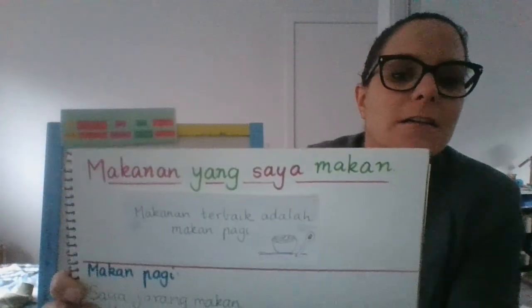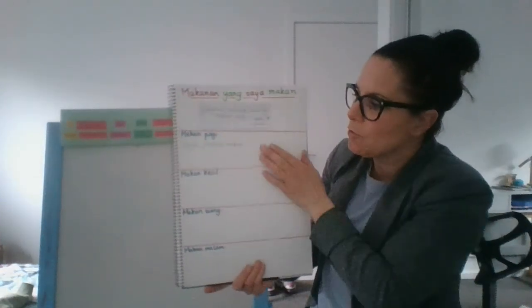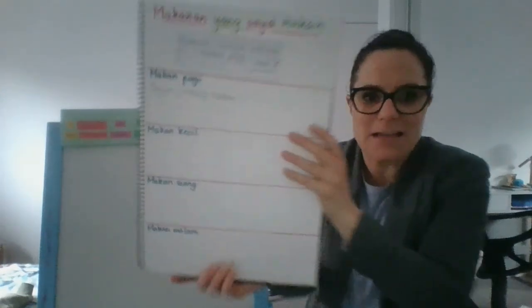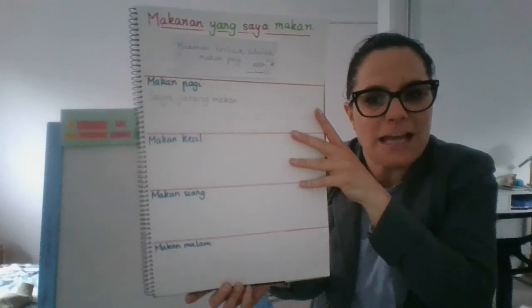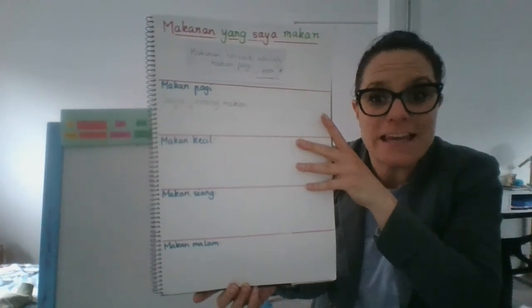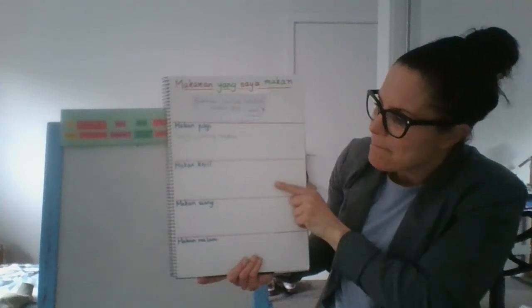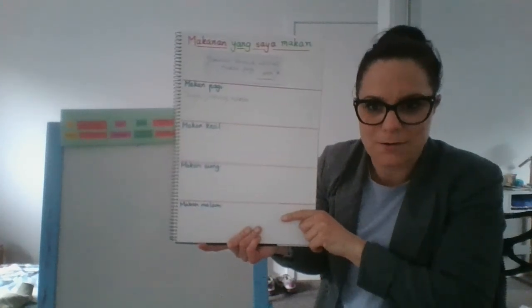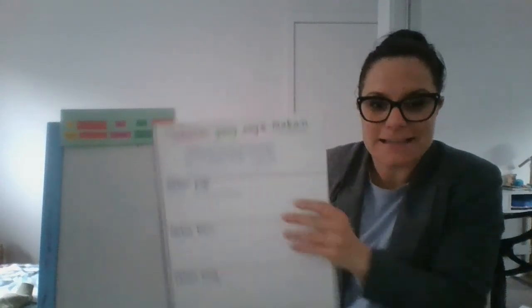Okay, just like that. Once you've done that, I want you to rule satu, dua, tiga, empat, 4 sections in your book, and I want you to name them each of the meals that we've learnt about today, the Bahasa Indonesian word. So makan pagi, makan kecil, makan siang, and makan malam. All right. Once you've done that, you'll be ready to start today's lesson.